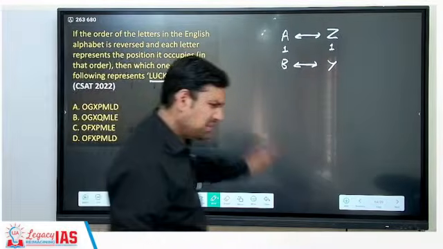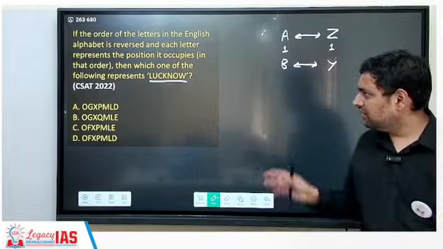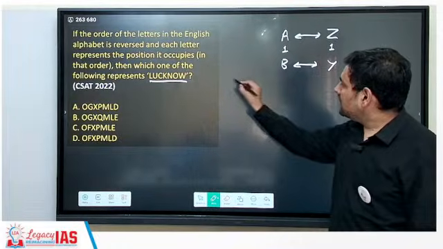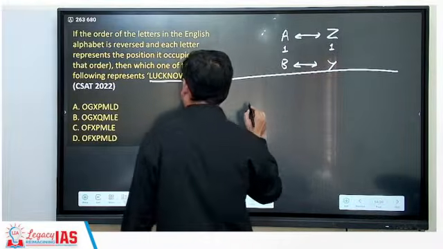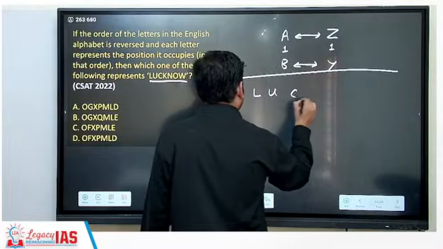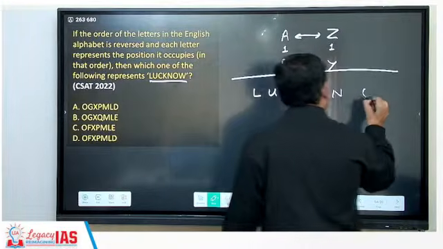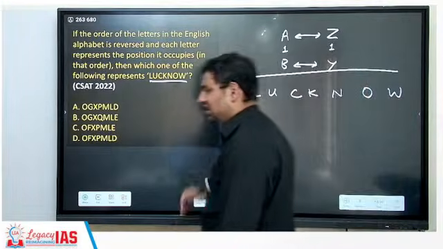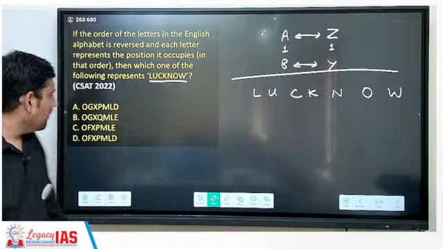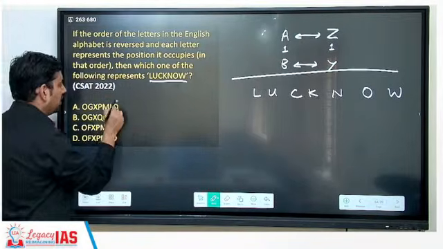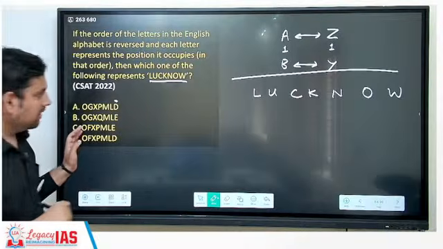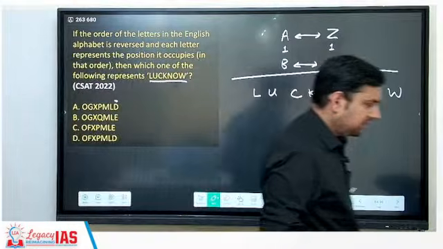Now, of course, you don't need to do all this, that is, reversing of this. I will tell you a much easier way to do this question. Now, how do you do this? So basically, you want to find out what will be the reverse of this. Now, what you do? First, let's say you're looking out for the last letter.